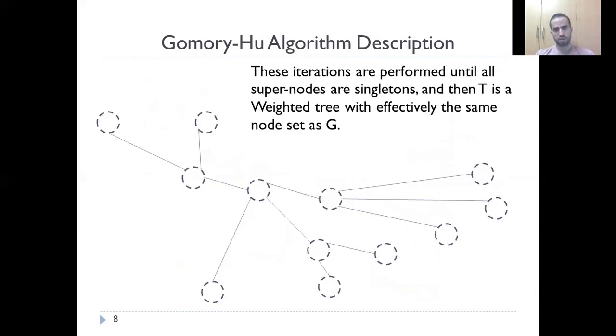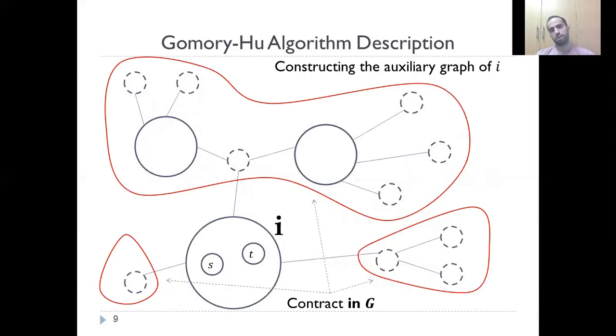Now, the second process is essentially how we partition each supernode. So let's say we picked the supernode I. We can pick any supernode that has more than one node. Now we construct an auxiliary graph for I, for the supernode I in G. And the way that we do it is as follows. We look at each subtree that is adjacent to the supernode I in the tree being constructed. And then we go to the input graph G, and we contract all of the nodes that are in this subtree into a single node. We do it for each of the subtrees, and then we get the auxiliary graph for I.